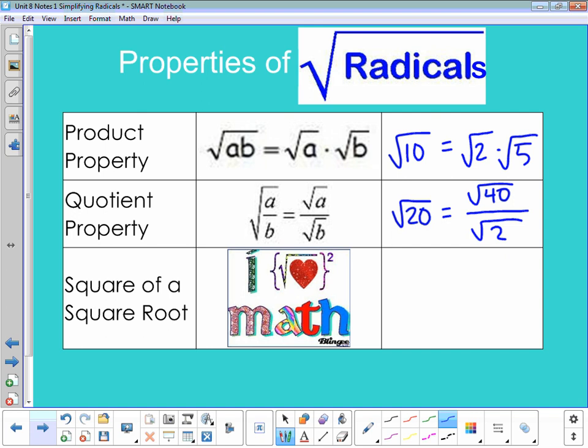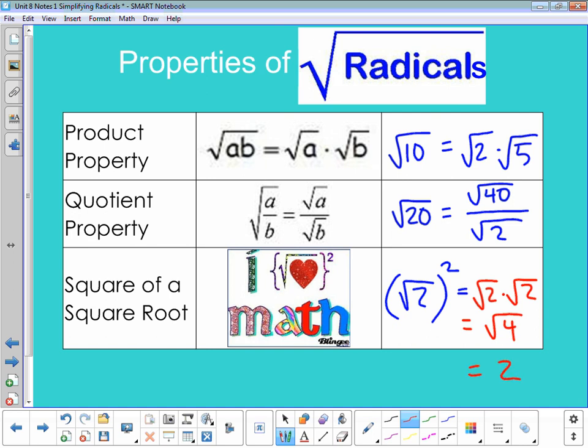Okay? And then the square of a square root. If I take the square root of 2 and I square it, look at what happens. We all know that squaring something is multiplying it by itself. I'd have the square root of 2 times the square root of 2. That gives me the square root of 4, and we all know that the square root of 4 is 2. So in essence, the radical sign and the square canceled each other out. When I take the square of a square root, I cancel out the radical sign and I'm left with just what was underneath, which in this case is a 2.